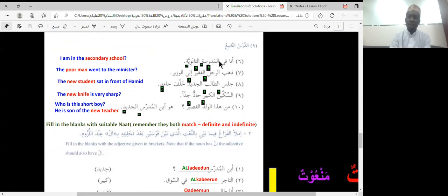Note the case here. Ana fil madrasati ath-thanawiyya, I am in the secondary school. Al-madrasati is man'ut. Ath-thanawiyya is na'at. We can see that both have kasra. Here, dhahaba ar-rajul al-faqir ila al-wazir, the poor man went to the minister. We can see that both have dhamma.